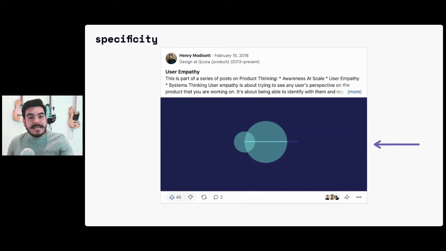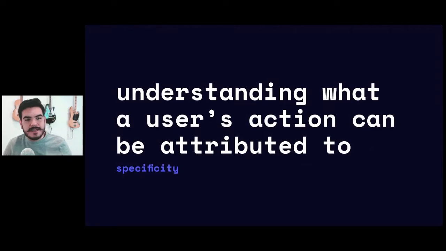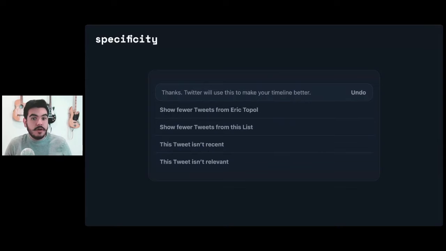And so this principle focuses on us understanding what the user's action is attributed to, because this is a really important step for us to be able to actually show more content like the one that the user just reacted to, right? And so, okay, this is a pretty hard challenge, but how do we solve it? Well, an example of how we do this is with UIs like this.